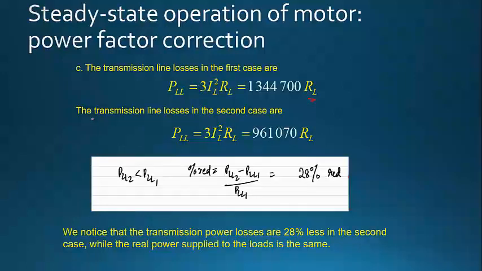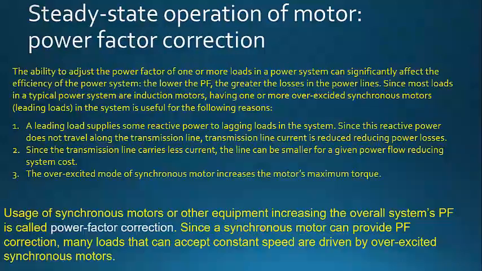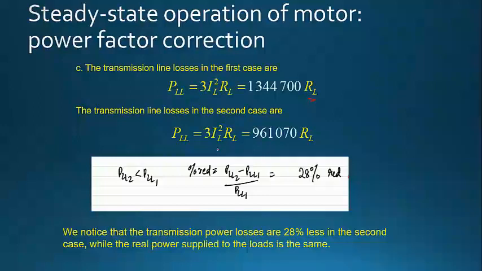Then for the transmission loss in the second case, we had the current to be 566 amps. If you do that substitution into this particular formula, once again you have our transmission losses in the second case to be 961070 RL. That's the power loss, in watts. And this one too is in watts. So take note of that.